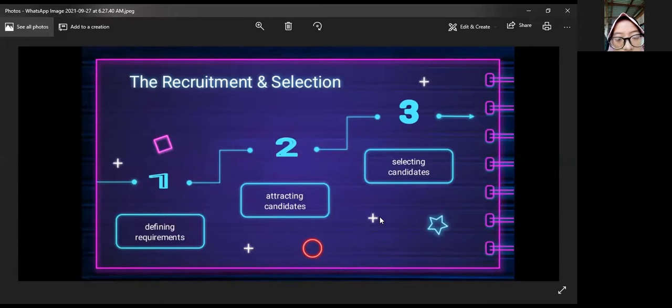Recruitment and selection is a process to obtain, at minimum cost, the number and quality of employees required to satisfy the human resource needs of the company. In this chapter, we will discuss three stages of recruitment and selection. The first stage is defining requirements, the second is attracting candidates, and the third is selecting candidates. Next slide, please.